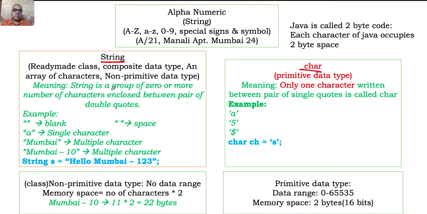String is also known as a group of 0 or more number of characters enclosed between a pair of double quotes, whereas character is a primitive data type which stores only one character under a pair of single quotes. So if I want to store a string, I write String with S, of course capital, is equal to the whole string in a pair of double quotes, whereas if I want to store a character, I will write the character in a pair of single quotes, and that too only one character.